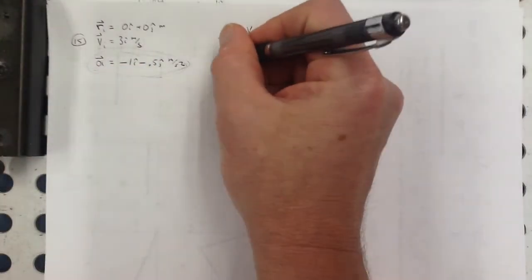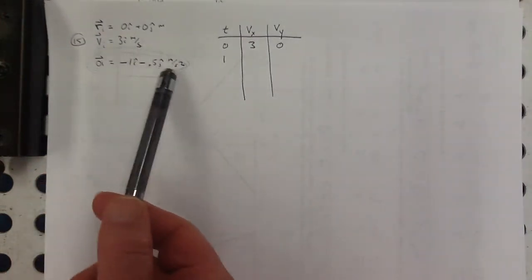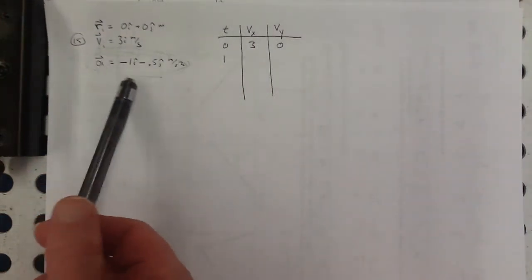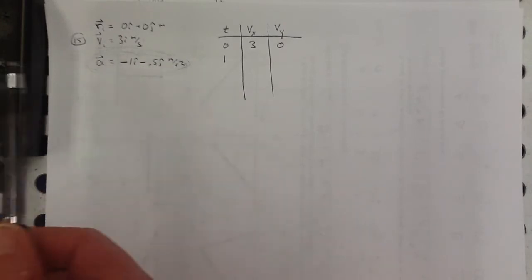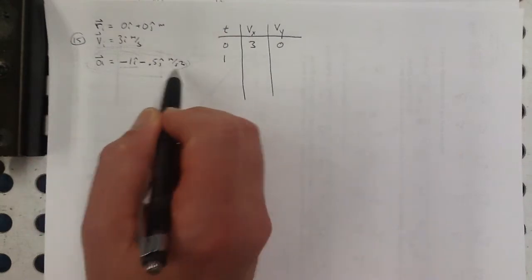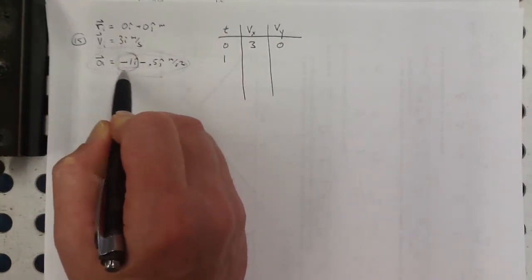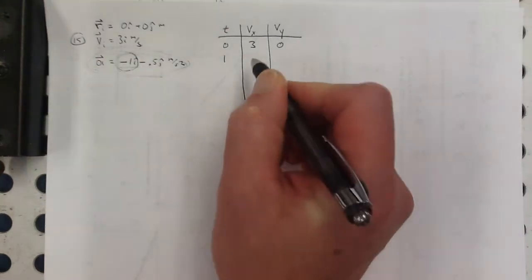Now, what about at time 1? Well, the acceleration tells us what's happening to the velocity every second, and it's a constant acceleration, so it's really easy to deal with, right? This tells us right here that every second that ticks by, we're going to subtract 1 from the horizontal velocity.